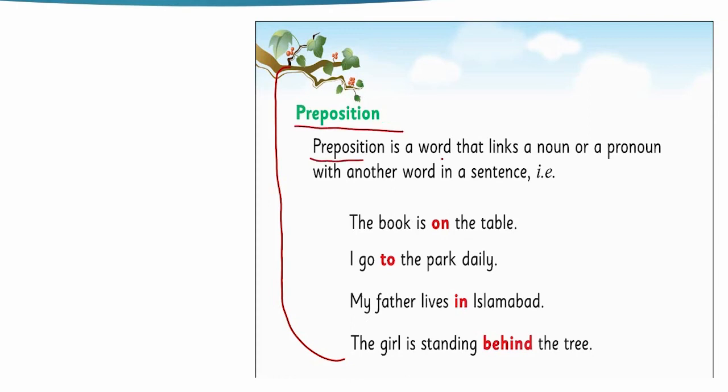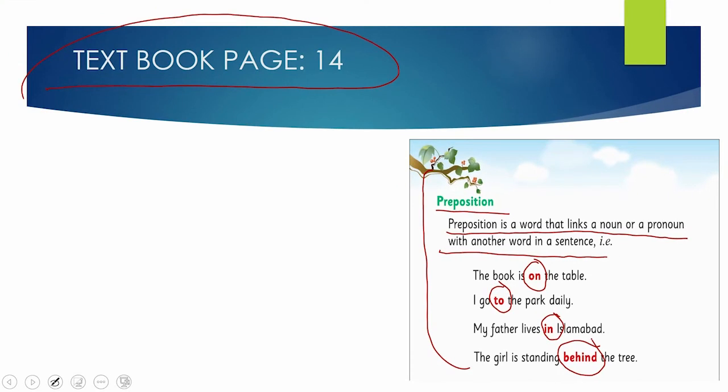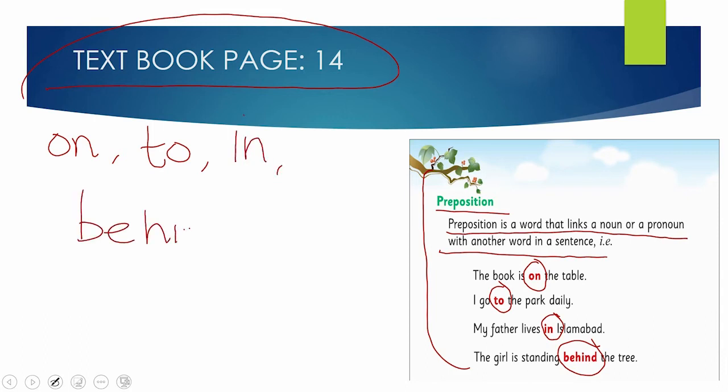Preposition is a word that links a noun or a pronoun with another word in a sentence. The book is on the table. I go to the park daily. My father lives in Islamabad. The girl is standing behind a tree. So the prepositions in these lines are on, to, in, and behind. The color of the prepositions on your book page is also red so that you can differentiate and find them easily.